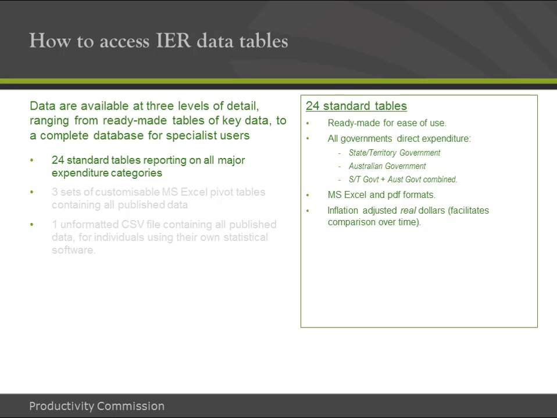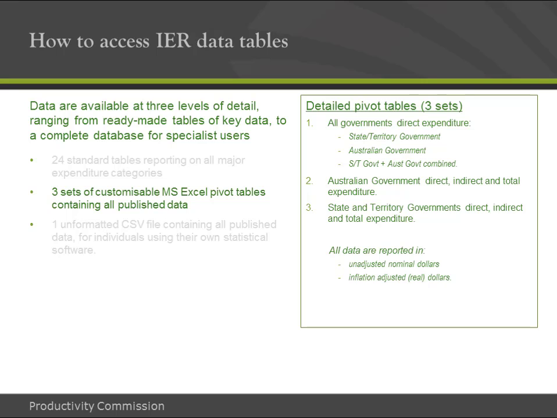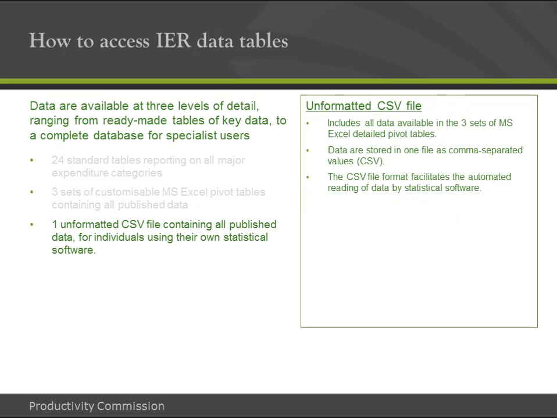24 standard tables report direct expenditure in real dollars for all governments. These tables provide data for many broad-level data queries. More detailed data are available in 3 sets of pivot tables, including direct, indirect, and total expenditure, reported in unadjusted nominal dollars and inflation-adjusted real dollars, for over 150 expenditure codes. An unformatted CSV file is also available for individuals using their own statistical software. It contains all the data that sits behind the 3 sets of pivot tables.